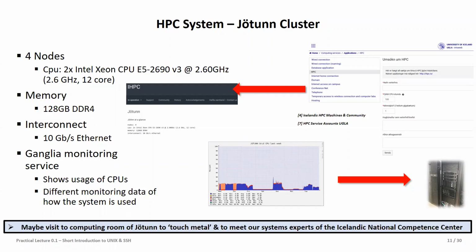Here, in order to get an account, it is important that you go to UGLA, under this URI that you always find in the bibliography here. When you go to this web page, you will see there's an HPC application. Just fill that out and write Morris course as the requirement, and then you get an account on this Jötunn teaching machine. The access to this is not necessarily so trivial.